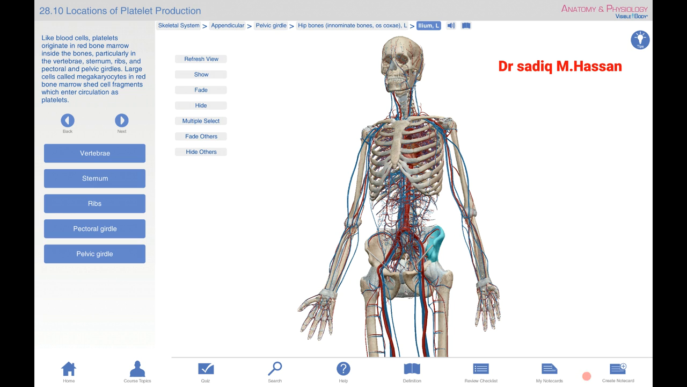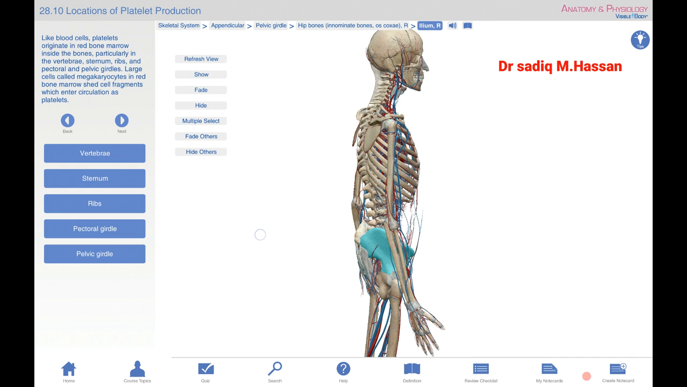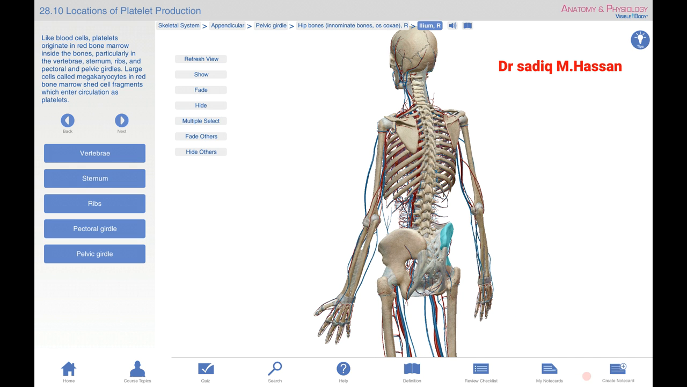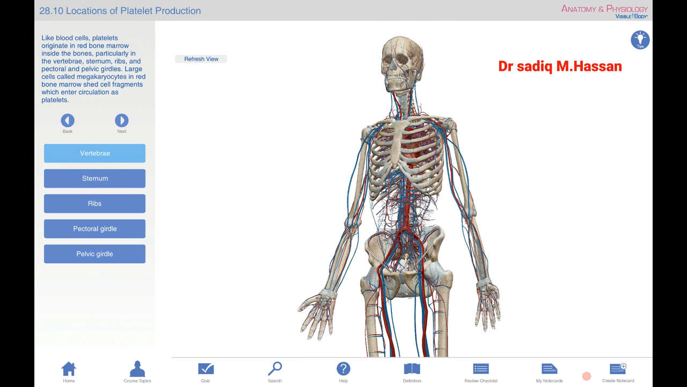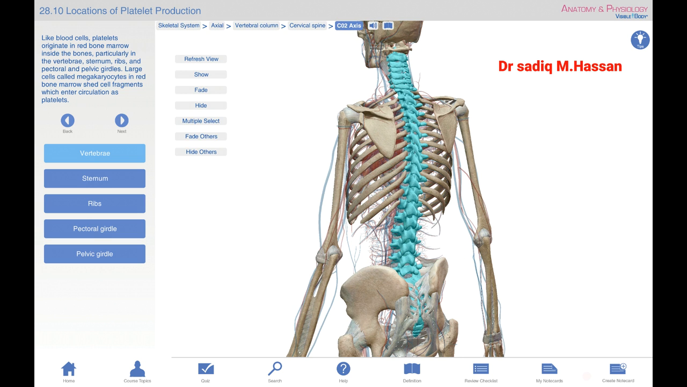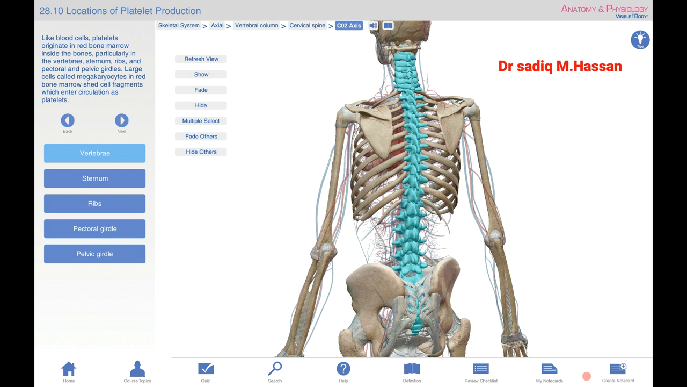This is the pelvic girdle. The region we are talking about is the scapula, but this is the pelvic girdle. So platelets are produced in these structures. We will study them one by one in the videos on the skeletal system. These are the vertebral column.